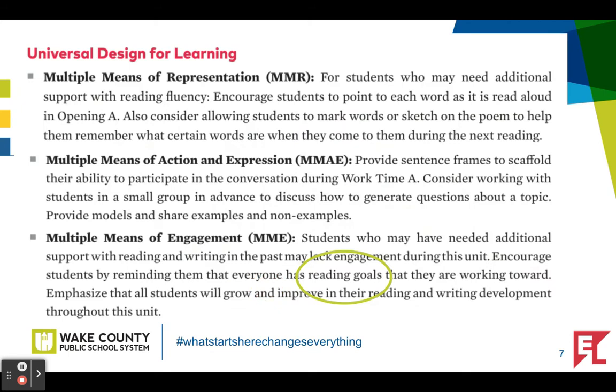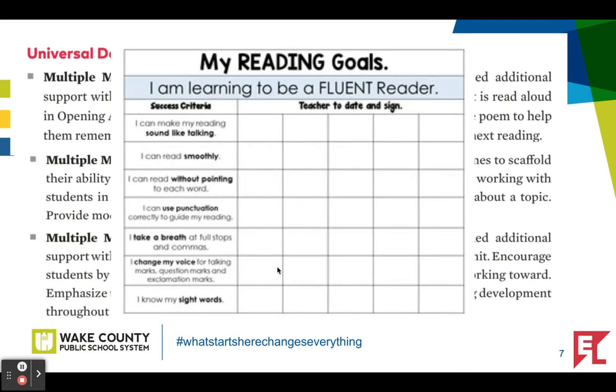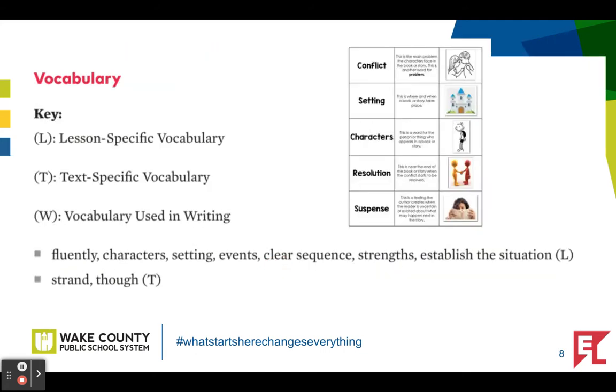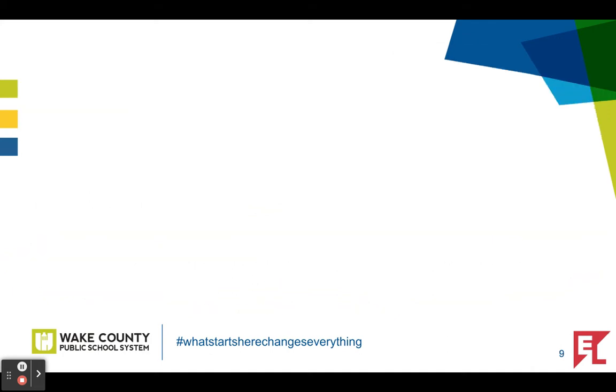In the Universal Design for Learning section, you can find more information about including multiple means of representation, action and expression, and engagement. Note the suggestion to use reading goals as a means of engagement, which is a high-yield research-based practice. In this lesson, there are lesson-specific vocabulary words and text-specific vocabulary words noted here with an L and a T respectively. Consider using a tip chart to review vocabulary with students and provide scaffolds to help make meaning and not just define.